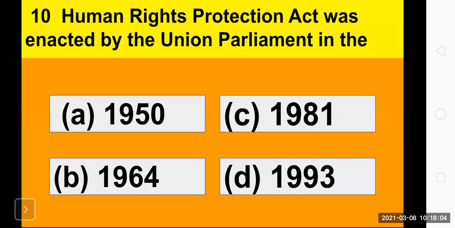Human Rights Protection Act was enacted by Union Parliament in... In which year the Human Rights Protection Act was enacted by the Union Parliament? In 1950, in 1964, in 1981, or in 1993?